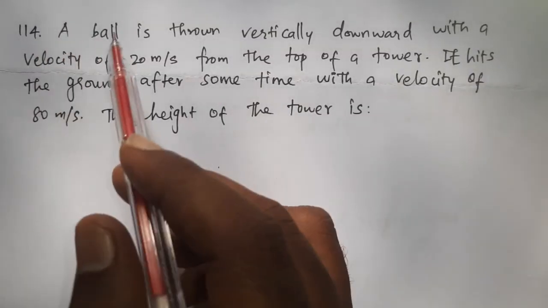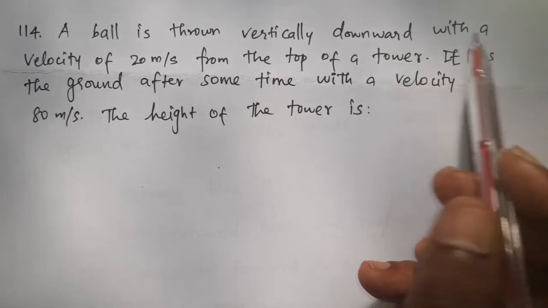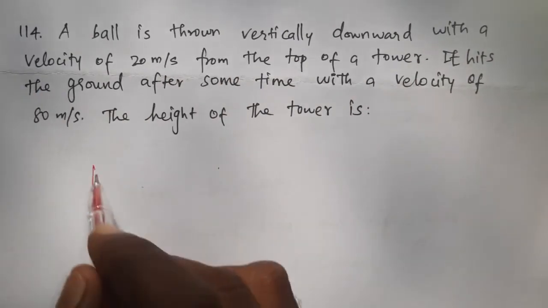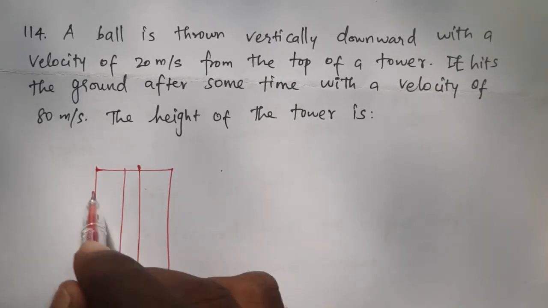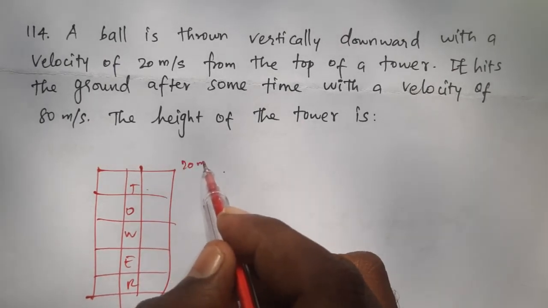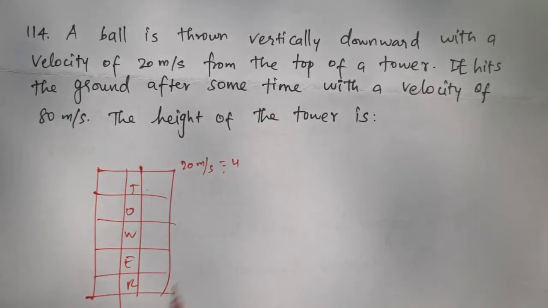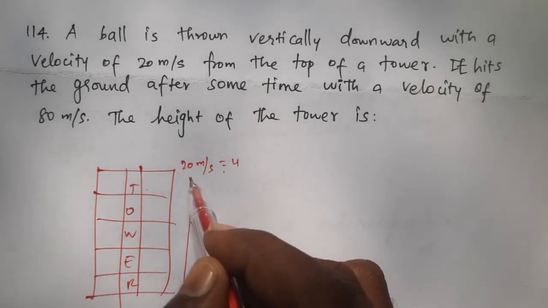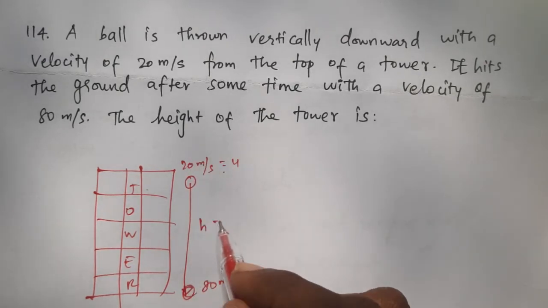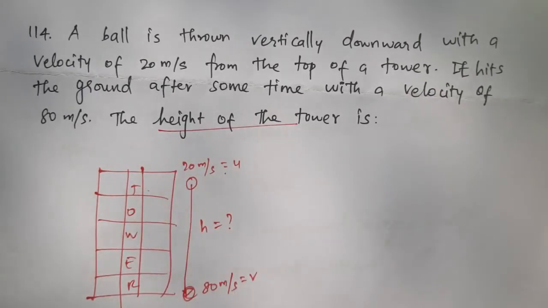Question number 114. A ball is thrown vertically downward with a velocity of 20 meter per second from the top of a tower. So let us consider this is the tower. From this tower, the ball is thrown vertically with a velocity of 20 m/s. This will be the initial velocity. It hits the ground after some time with a velocity of 80 m/s. This will be the final velocity. So what will be the height of the tower? We have to find the height of the tower.